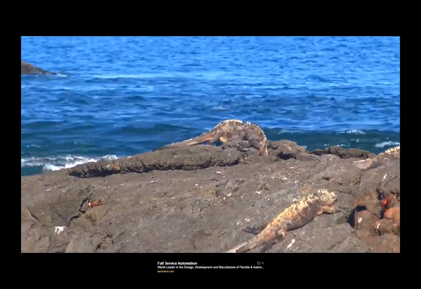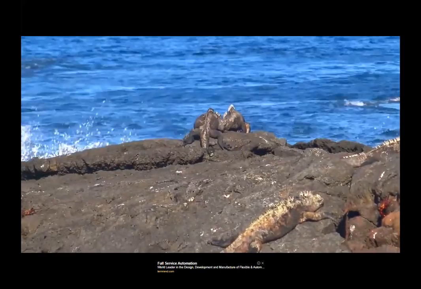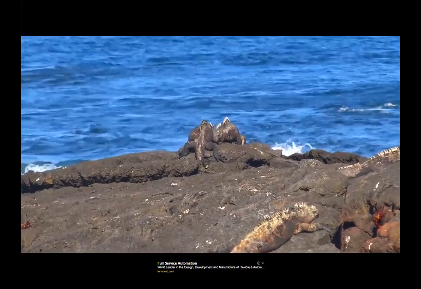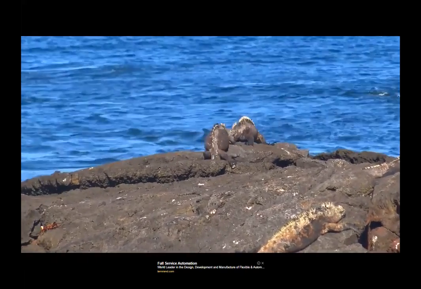This is aggressive behavior, the head bobbing. And then you can kind of see them in battle here.